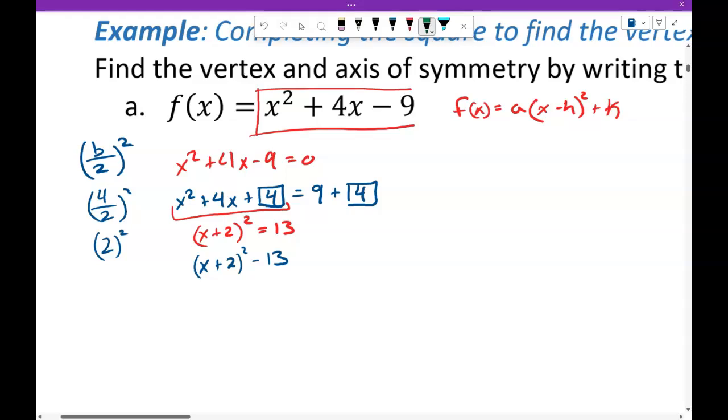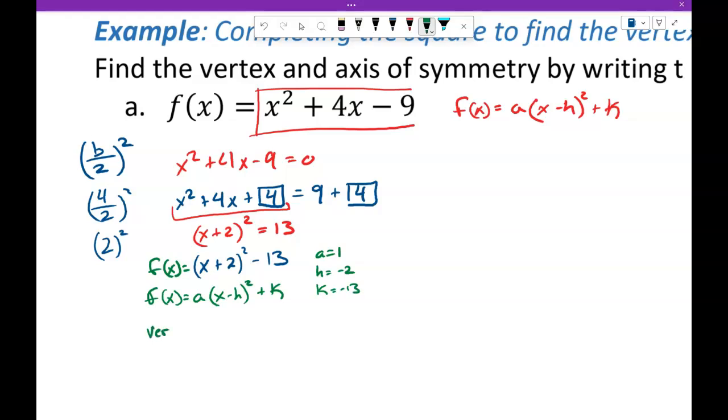And then that's just our function. f(x) = (x + 2)² − 13. When we compare it to our formula, we see that our a value is 1, our h value is −2, note the sign switch, and k is −13. Since our vertex is (h, k), that means our vertex is located at (−2, −13). And our axis of symmetry is at x = h, which is going to be x = −2.